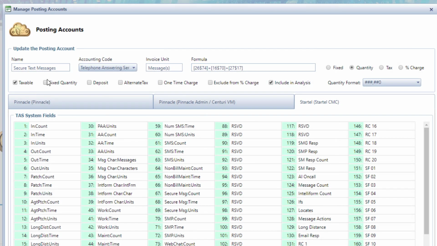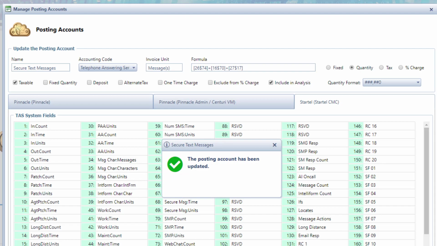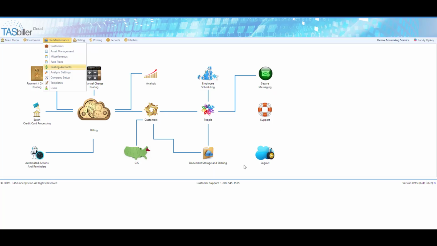Whereas secure messages, which should be taxable, would be, again, subject to a formula. We're going to print the word messages on the client's invoice, include an analysis. Again, we have no decimal places because we're going to have a full message. And we're going to save these changes to the program.